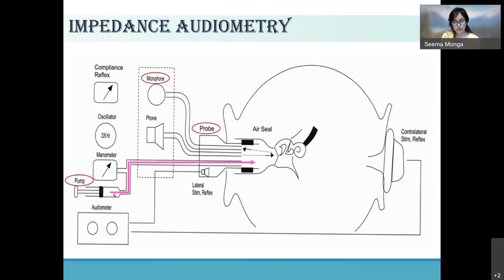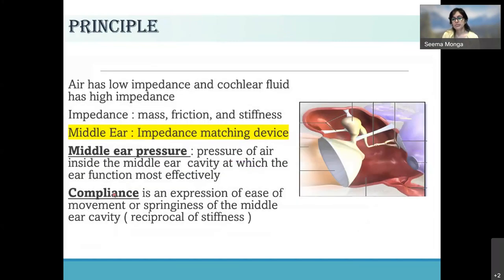So this is what we are doing. We are giving the pressure and then we are checking. So basically, what is the principle? We have air inside the middle ear, whereas in the cochlea, there is fluid. So air has low impedance, whereas cochlear fluid has high impedance.